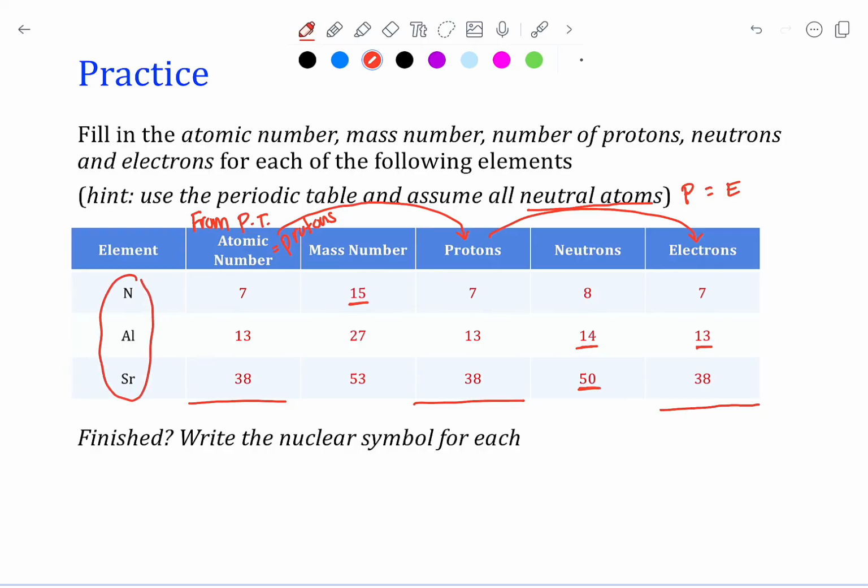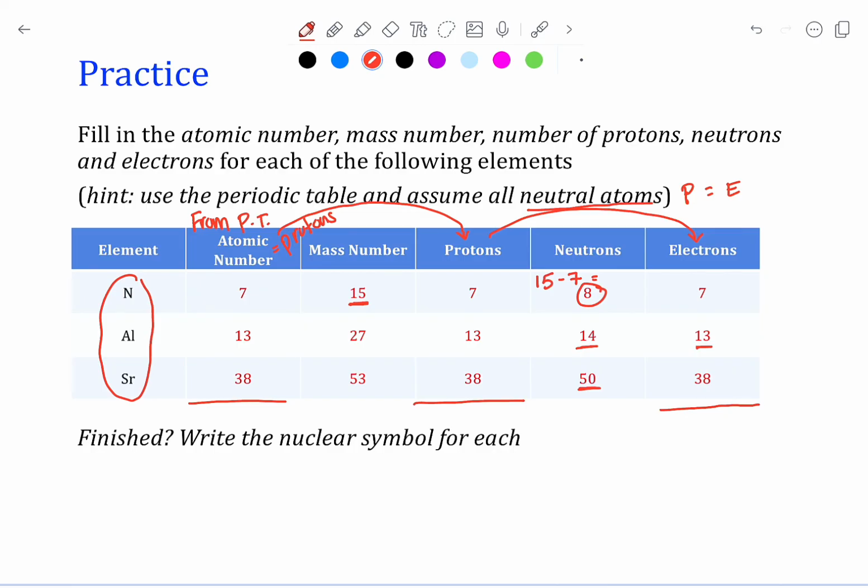Okay, so we have 3 columns that we can fill in just by knowing what the element is and looking at the periodic table. Now what we can do is utilize the mass number to find the number of neutrons, or use the number of neutrons to find the mass number. So in nitrogen, we were given a mass number of 15. So we would take 15 minus 7, our number of protons, and get a value for neutrons as 8.